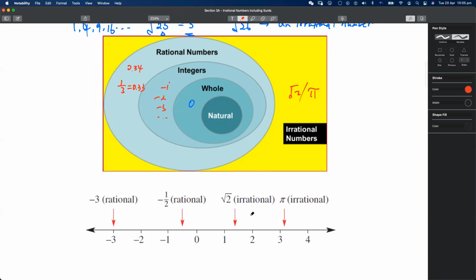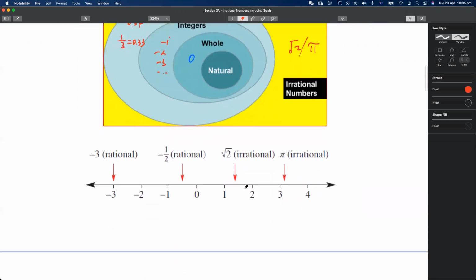If you put them on a number line, on the same number line, you have -1/2, that's a rational number, -3, that's an integer, so it's a rational number, and you've got √2, an irrational number, and pi, an irrational number. So you could have both rational and irrational numbers on the number line, and those numbers are called real numbers. Another name for this number line is the real number line, because it's got all the real numbers in it.